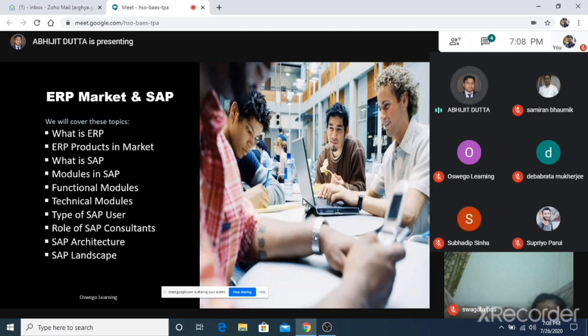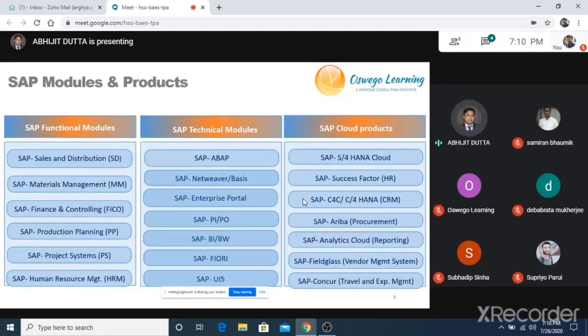There are also a couple of others: Basis, which looks at system performance and system monitoring, and enterprise portal, EP portal, if you need to integrate your SAP system with other systems. PI/PO is mainly used for system-to-system communication, where one system talks to another. BI/BW is for reporting purposes. So there are different functional and technical modules, and for each individual module we need a consultant to handle it.